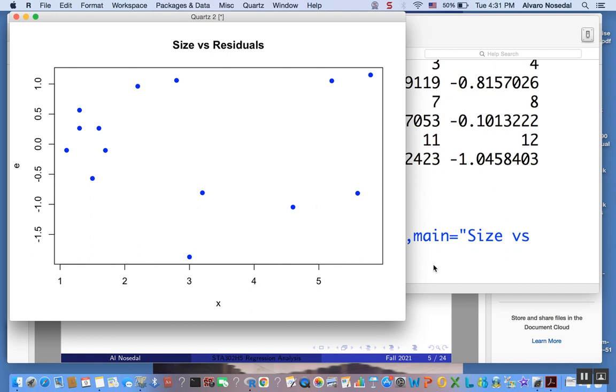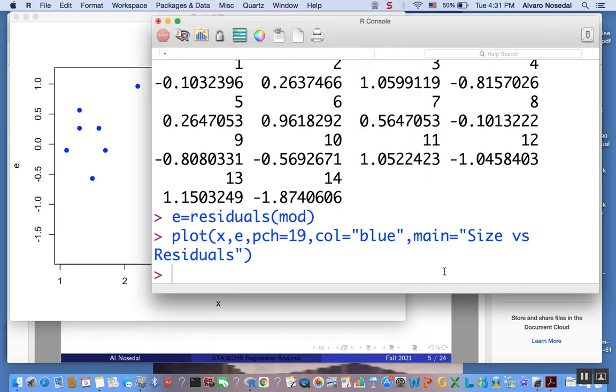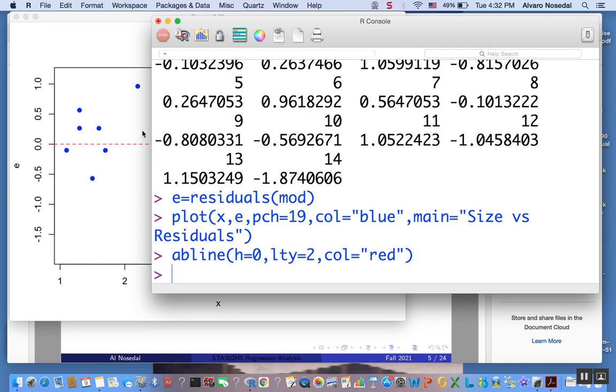Now, because we know that the errors have a mean of 0, how about we add a horizontal line at 0? To do so, all we have to do is use again that abline command, but if you want to add a horizontal line, use an h, and at the level where you want to place that horizontal line, in this case 0. lty we have used before, that's a dashed line, and again I want that line to be red.